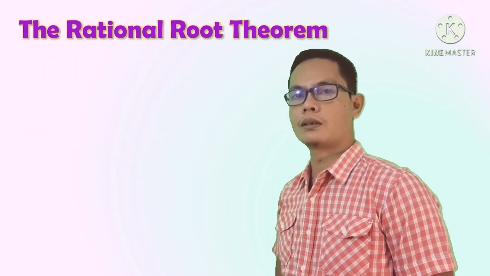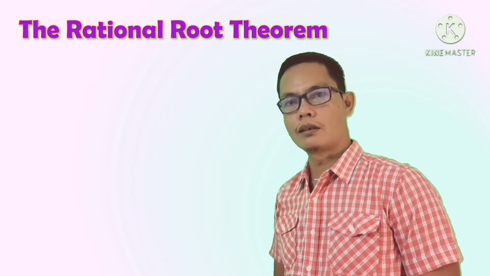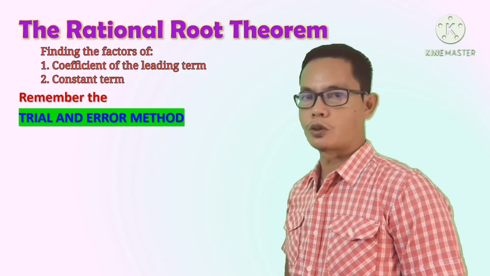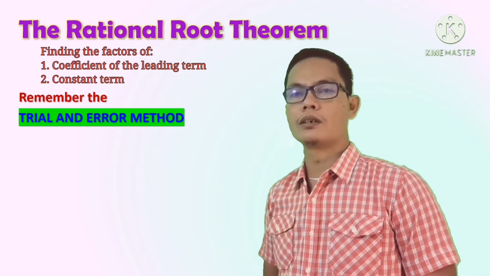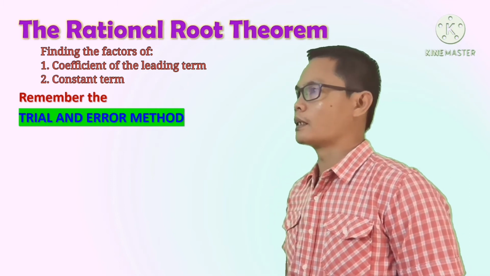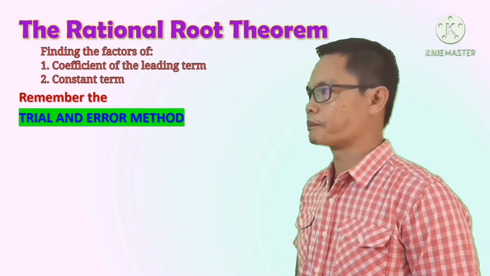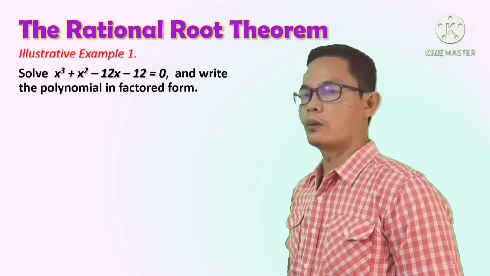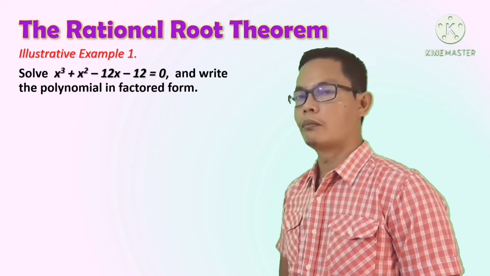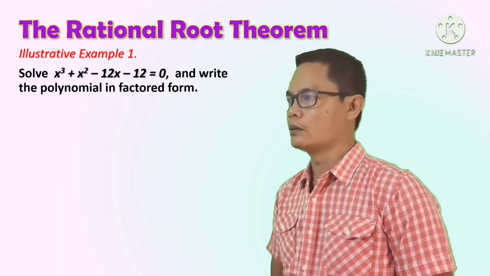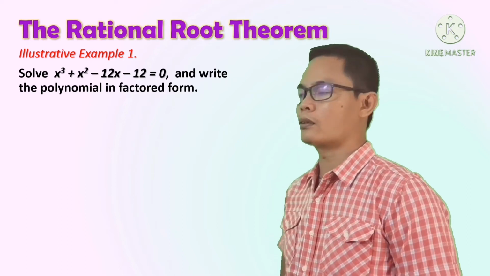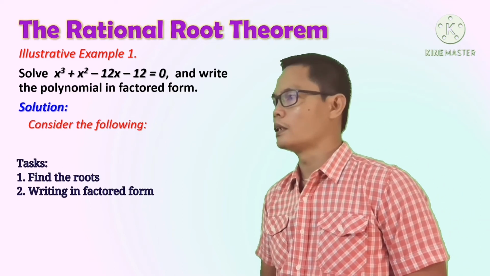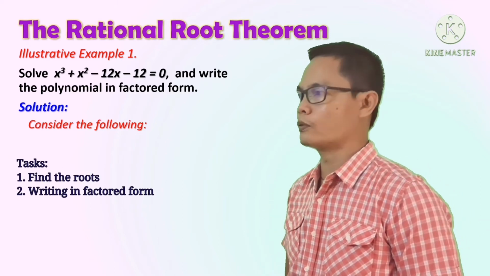So, ibig sabihin po dito, we will concentrate on finding the factors of the first term and the last term coefficient. Dito po gagamitin yung trial and error sa rational root theorem. Illustrative example. Solve x cubed plus x squared minus 12x minus 12 equals 0, and write the polynomial in factored form. Meron tayong dalawang task. Find the roots, then convert it into factored form.